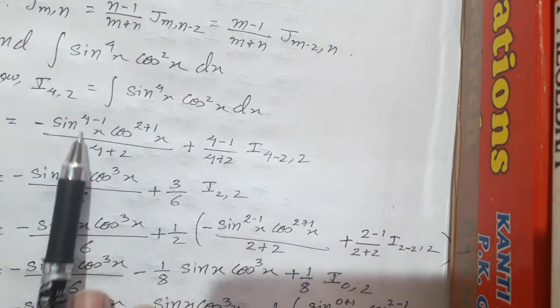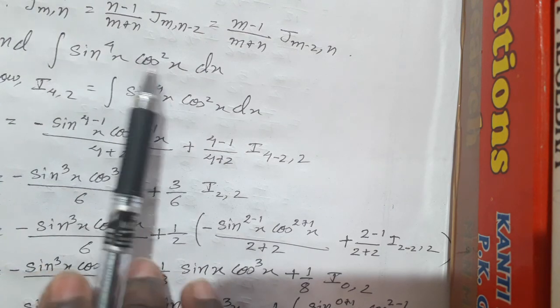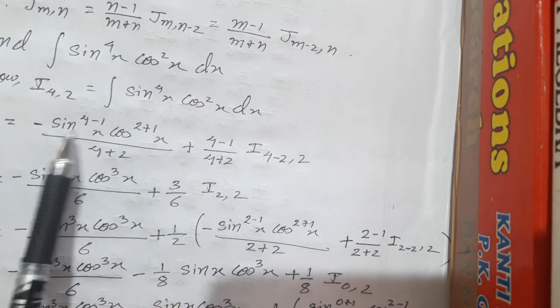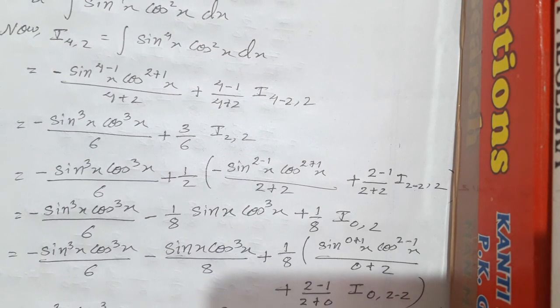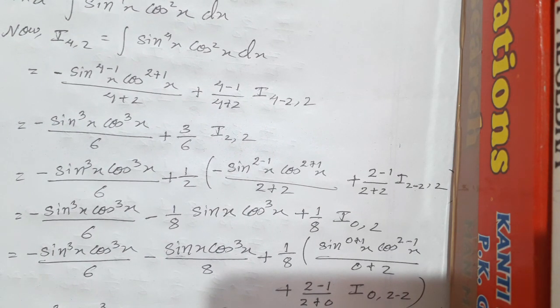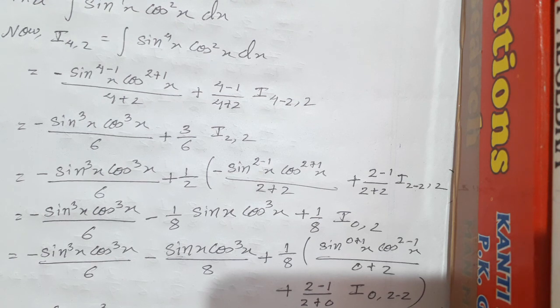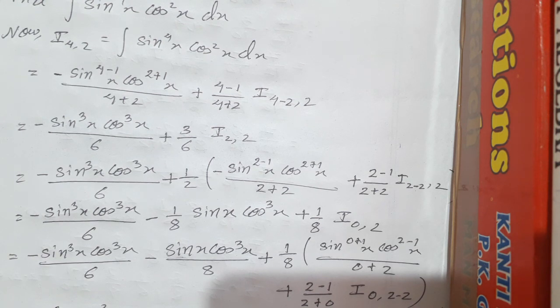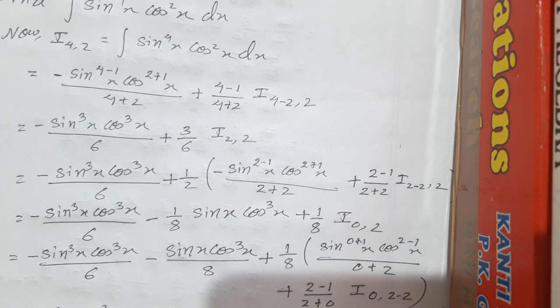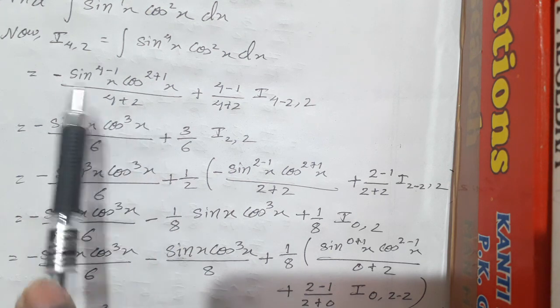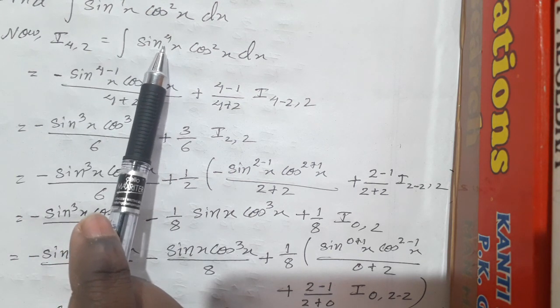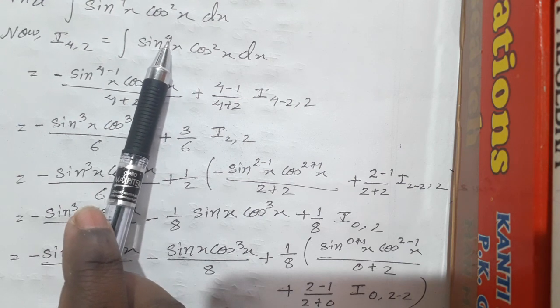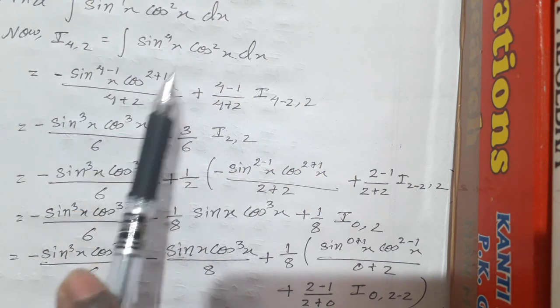Now we try to solve this one: the integration of sine to the power 4 x cos square x. So we are using the reduction formula. I'm using the second reduction formula, that is I m,n equals minus sine to the power m minus 1 x cos to the power n plus 1 x divided by m plus n, plus m minus 1 divided by m plus n, I m minus 2, n. So here m is 4, the highest power is m, so I'm using the second formula to make the power smaller.